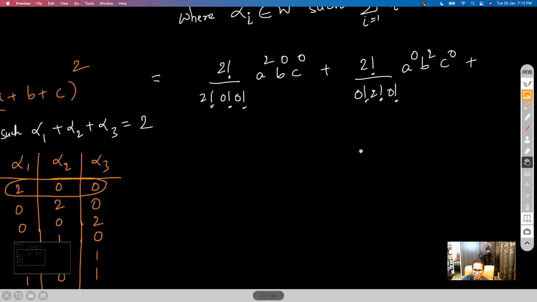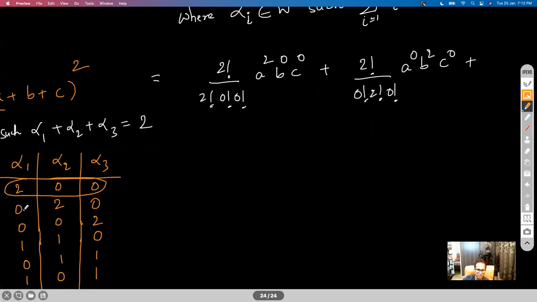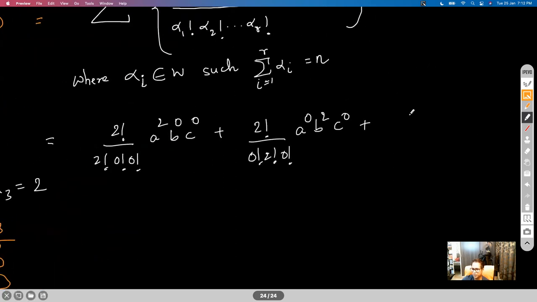Again, for the next term, focus on this third one. So we have covered up this one. Now focus on this third one. So as for the third one, my expression will be 2 factorial, 0 factorial, 0 factorial, 2 factorial, a to the power 0, b to the power 0, c to the power 2.